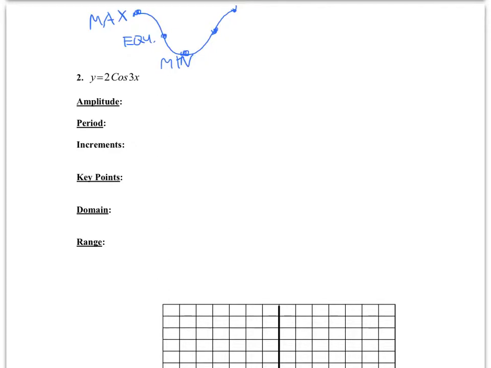Cosine always starts with the max. Unless, if I put a negative out in front, like if that was -2, then it would flip and I would start with the minimum. But in this case, it's +2, so we're going to start with the max.